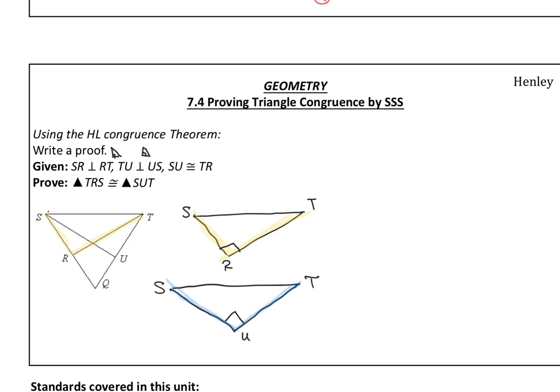Now, next we know that SU and TR are congruent to each other. Now, I put the second one because if you look at our original set, you will see that ST is on both triangles. And remember, this is the one that makes it congruent to itself. So that's going to give us a side, or a hypotenuse.